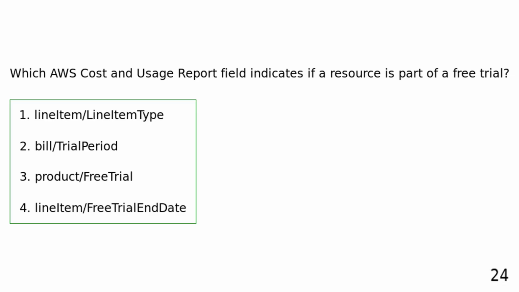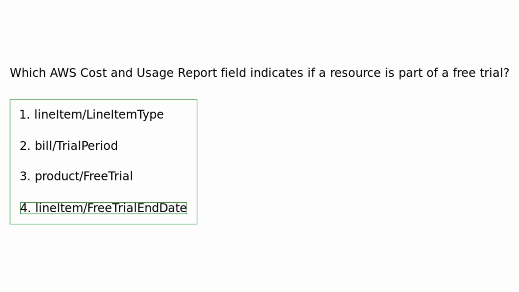Which AWS cost and usage report field indicates if a resource is part of a free trial? Line item/line item type. Bill/trial period. Product/free trial. Line item/free trial end date. If a resource is part of a free trial, the line item/free trial end date field will show when the trial ends, helping you plan for when charges will begin.